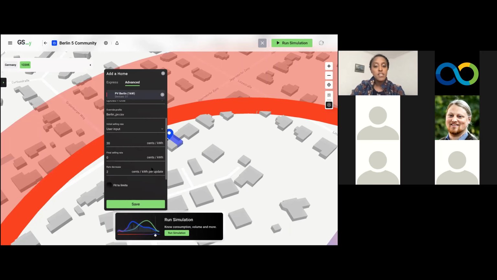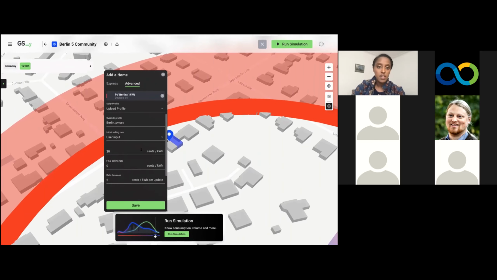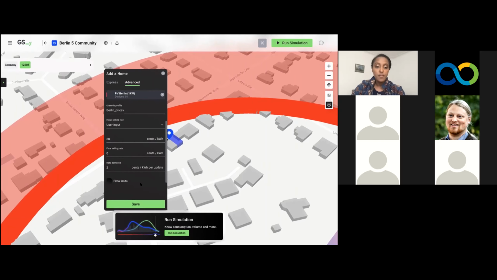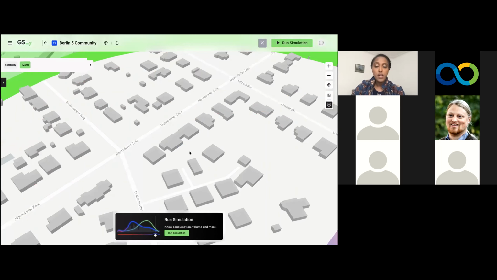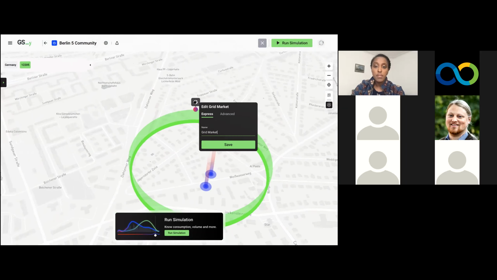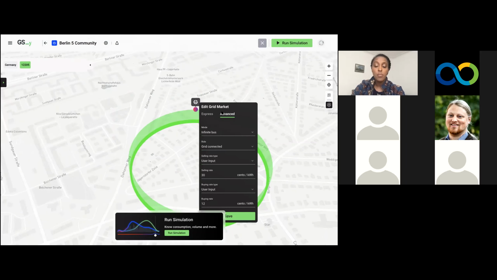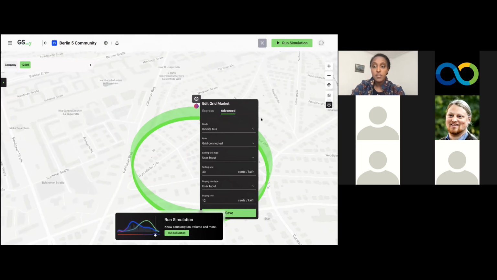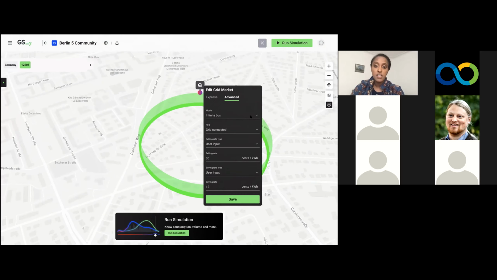As I said before, we will have a tooltip that would explain each and every process. For now you can check the GridSingularity wiki to understand what the features mean. I will save here, and now we can go to the grid markets, because the community is connected to an external grid for reliability of supply of electricity.